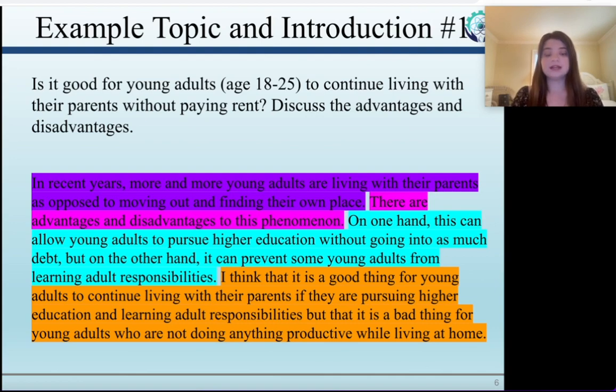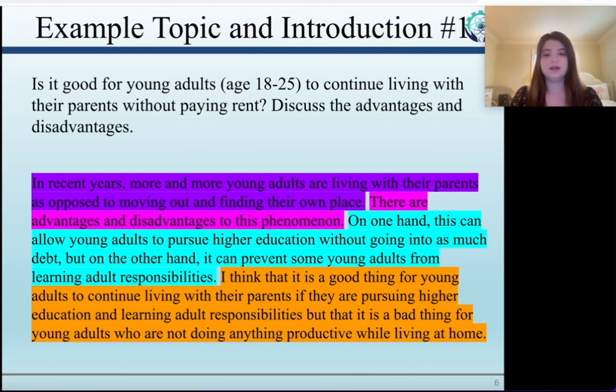On one hand, this can allow young adults to pursue higher education without going into as much debt. But on the other hand, it can prevent some young adults from learning adult responsibilities. I think that it is a good thing for young adults to continue living with their parents if they are pursuing higher education and learning adult responsibilities, but that it is a bad thing for young adults who are not doing anything productive while living at home.